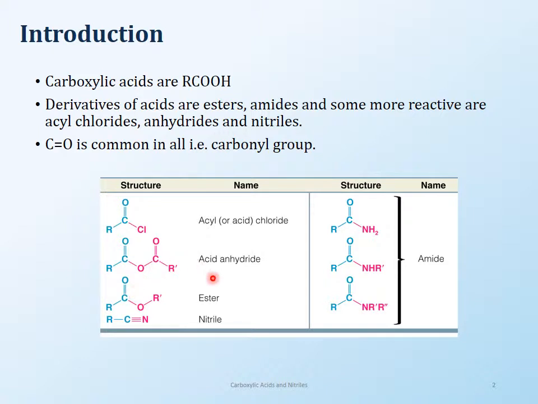The only derivative here that does not have the carbonyl functional group is the nitrile. All the other ones you can clearly see the C double bond O, but nitrile is a little bit unusual, and that's fine. It doesn't matter so long as you recognize that it is a carboxylic acid functional group. So that's nitriles.